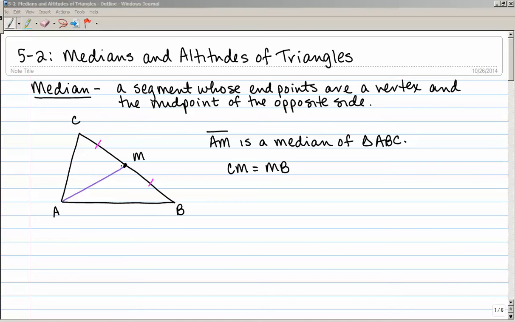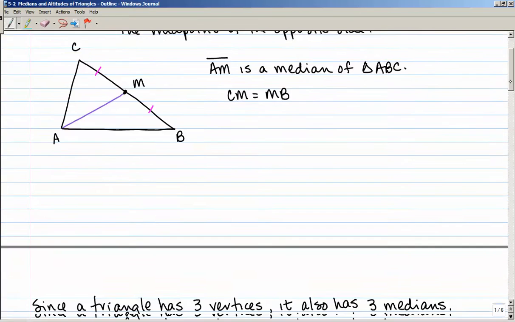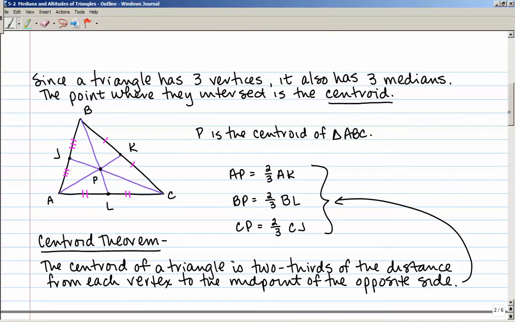So since AM is a median of triangle ABC, CM is congruent to MB. Since a triangle has three vertices, it also has three medians. The point where the three medians intersect is called the centroid, and in this case that would be point P. You can see that from each vertex there is a segment that goes to the midpoint of the opposite side. So that would be AK, BL, and CJ.